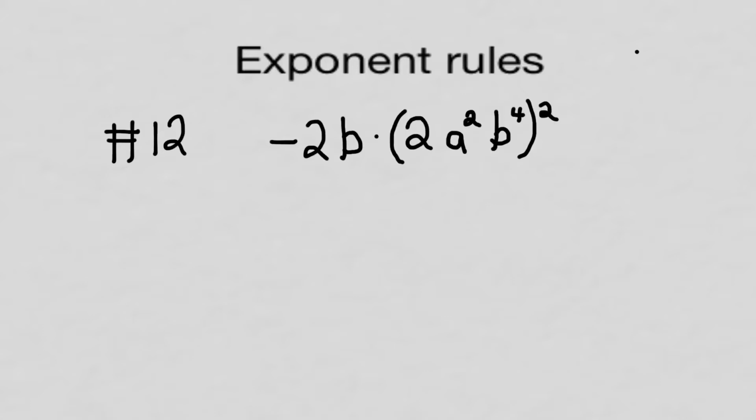We've got minus 2b times, in parentheses, 2a squared b to the fourth, all of that squared. The square over here is going to apply to three things. That square is going to apply to the 2, which is a coefficient. It's going to apply to the a squared, and it's going to apply to the b to the fourth.